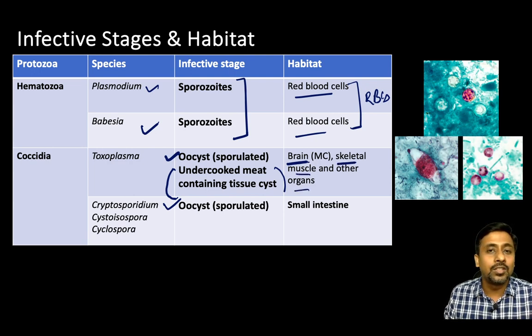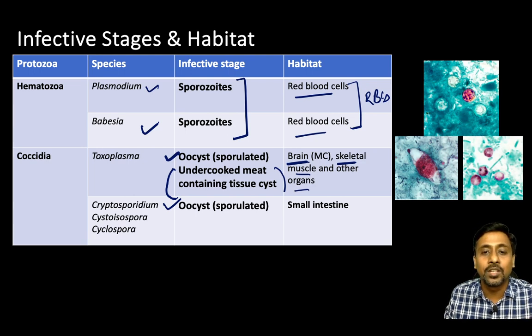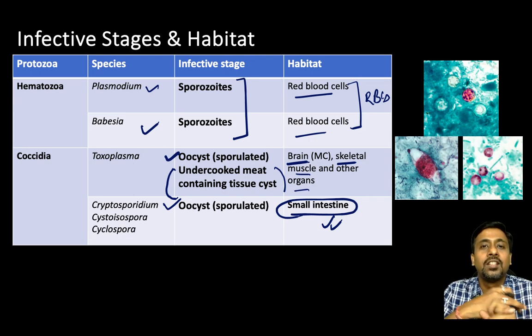However, as I asked you, what are the protozoan parasites which can reside in the small intestine apart from Giardia duodenalis? The answer is the opportunistic coccidian parasites causing diarrhea, that is Cryptosporidium, Cystoisospora and Cyclospora. They reside in the small intestine. So the protozoan parasites which reside in the small intestine are Giardia duodenalis and these opportunistic coccidian parasites causing diarrhea, Cryptosporidium, Cystoisospora and Cyclospora.